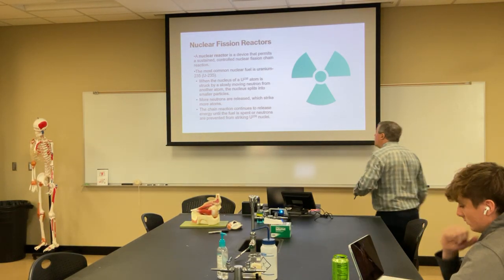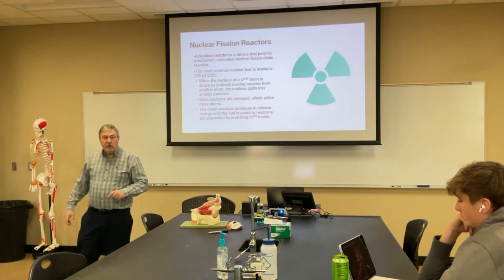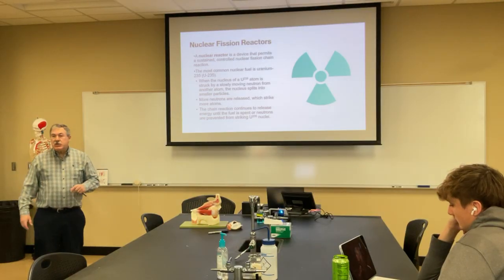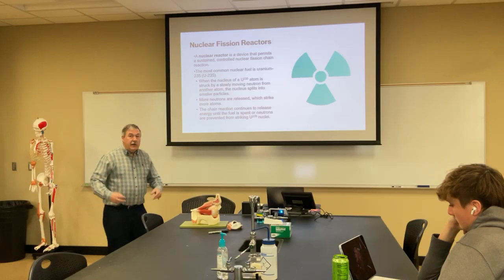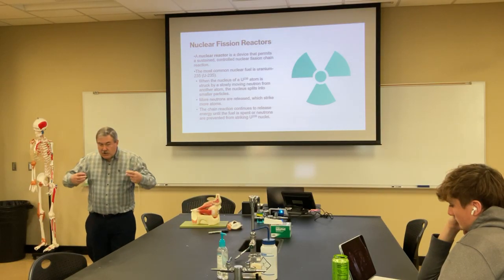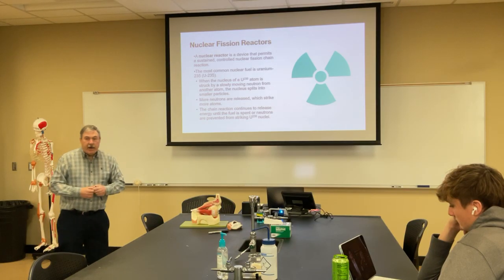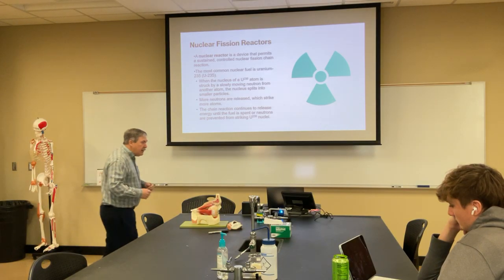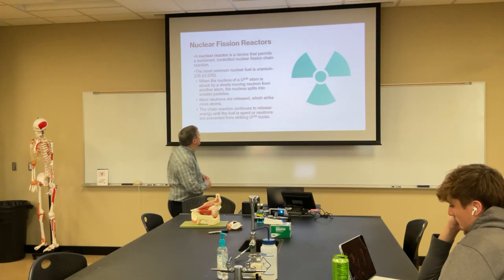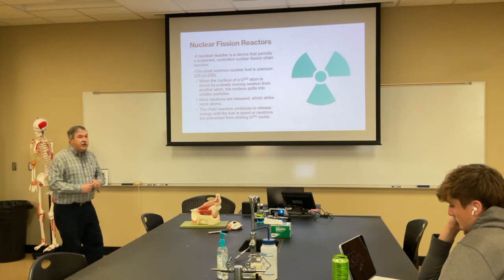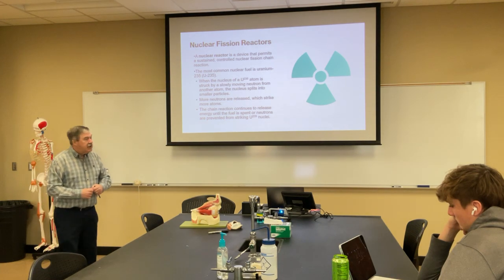Next, we're going to take a look at how a nuclear fission reaction works. Now, the word fission means to split. So in a nuclear fission reactor, they get their power from the splitting of atoms, most commonly from uranium-235, which is a rare isotope of uranium. So a nuclear reactor is a device that permits a very sustained, controlled nuclear fission chain reaction.